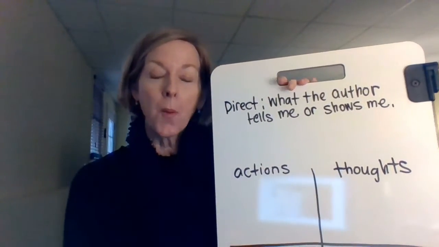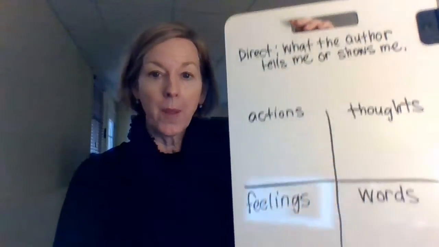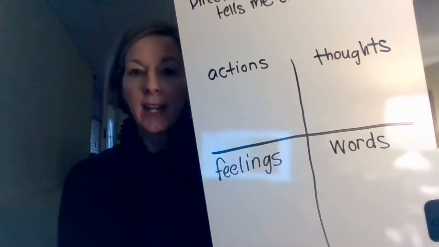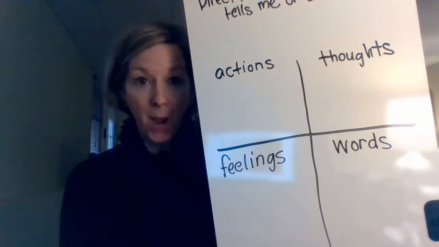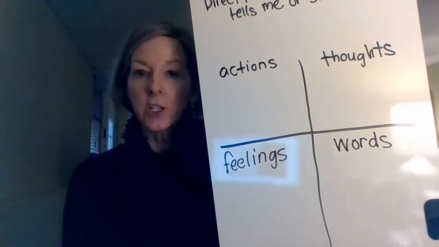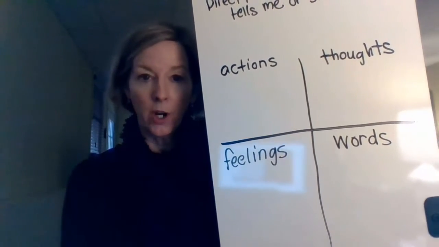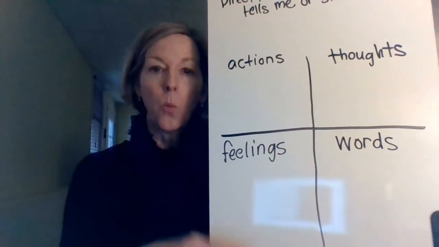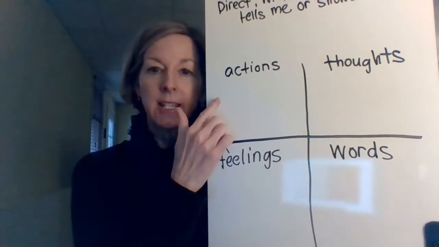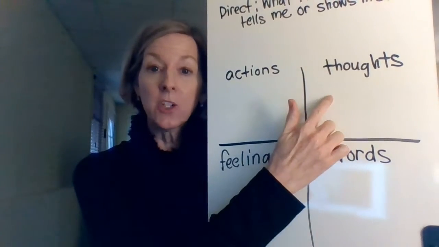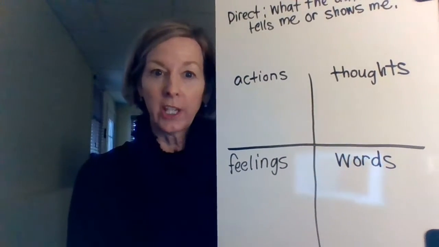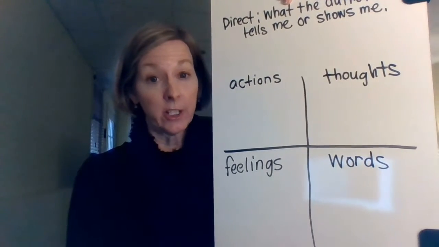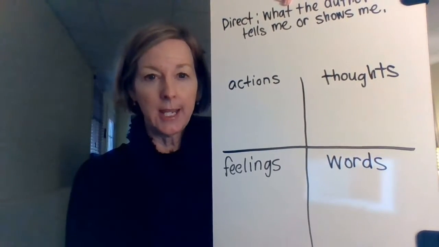So then the other part, divide your paper into a little cross like this, and then in each one of those boxes, put in actions, thoughts, feelings, and words. And then you want to write down what in the book did you see for each of these when you are looking at the book and reading the book. You might want to go back to it and look at it again or have it read to you again.